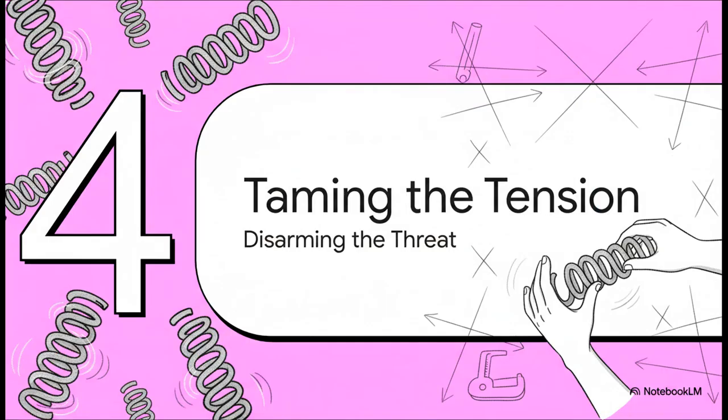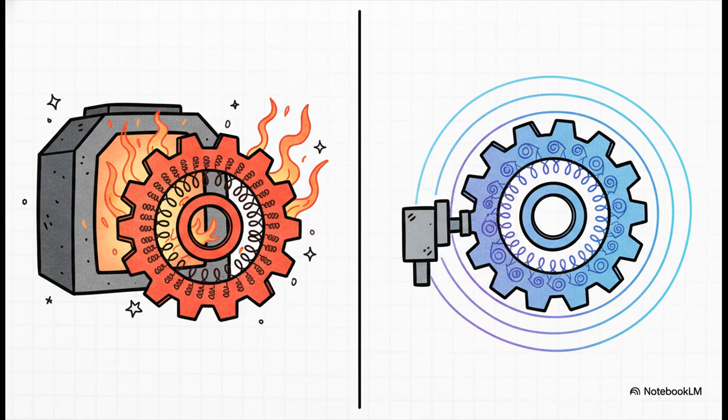Okay, so we found the hidden enemy. Now what? You can't just leave it there, ticking like a time bomb. The next step, of course, is to disarm the threat, to somehow convince those tiny, coiled springs to just relax. For a long time, the main solution was just heat. You'd bake the part in a furnace and let the stresses kind of even themselves out. But a much more modern and honestly a more elegant solution has come along. And it's not about heat, it's about harmony.